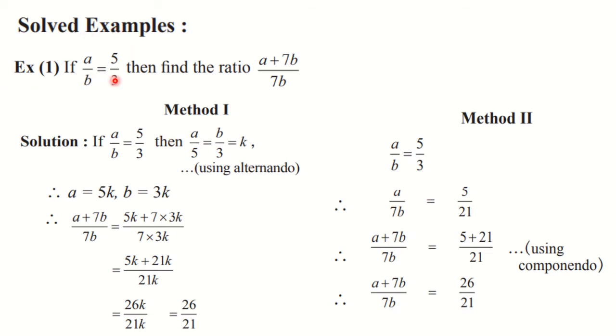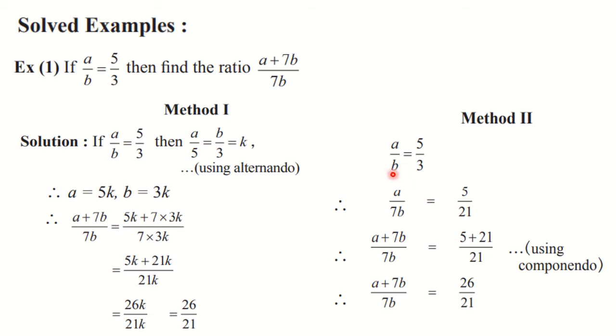Always you have to start with what is provided to you. That is a upon b is equal to 5 upon 3. Now here we have to do certain changes. So for that purpose observe this. Here you have to observe and decide the numerator and denominator. So by observing here we can decide that the numerator is a and the denominator is 7b. But here we only have b. So we have to convert it to 7b. That means in the denominator we have to multiply by 7.